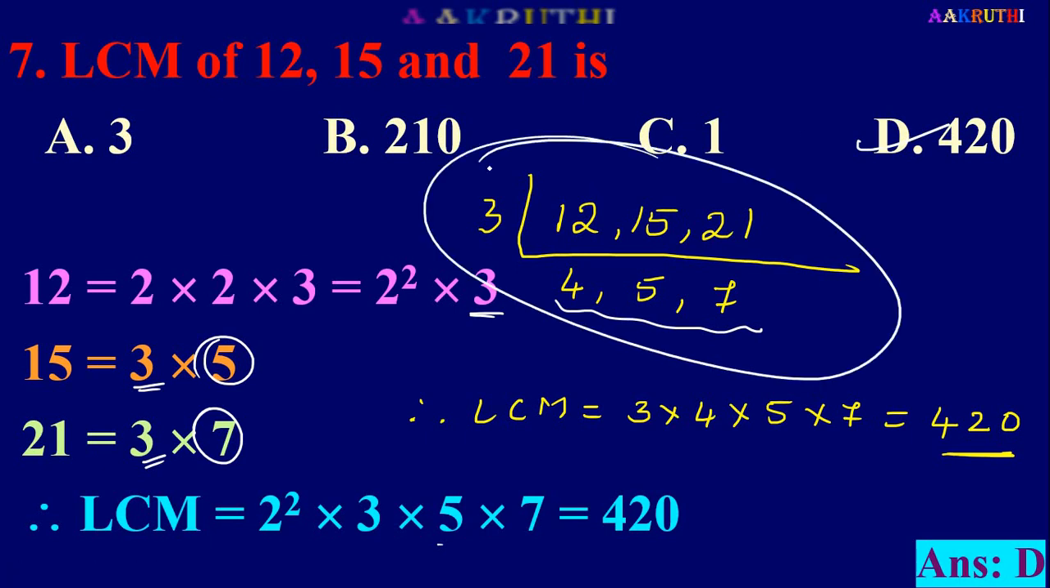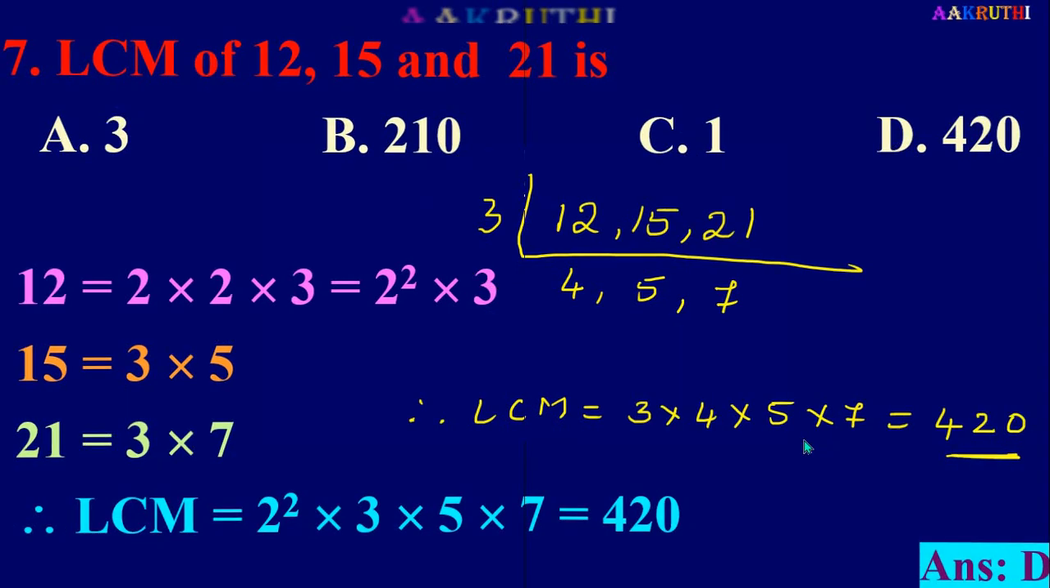So here the division method is easy. That is, divide the given numbers by a common number and find LCM. So here LCM is 420, which is option D.